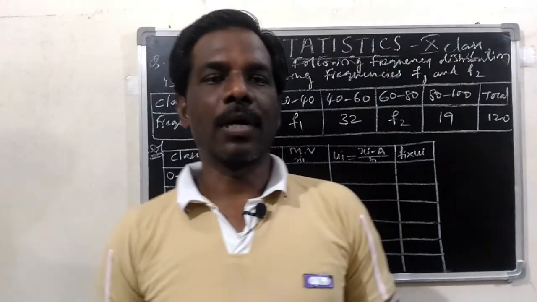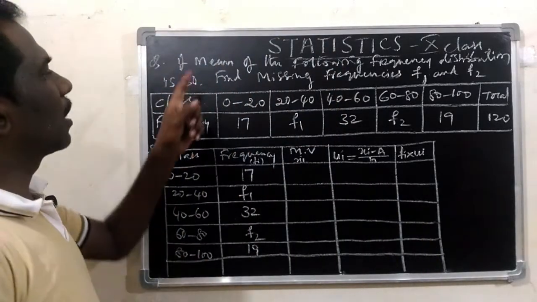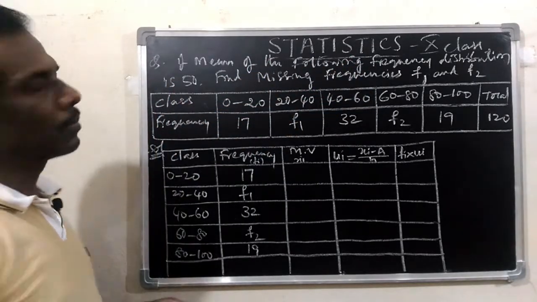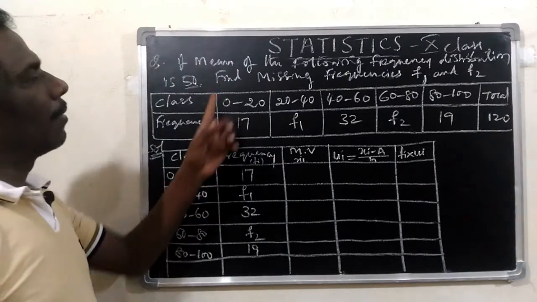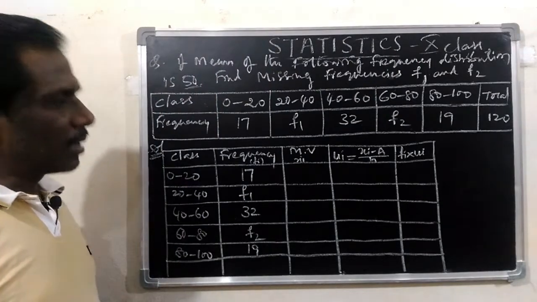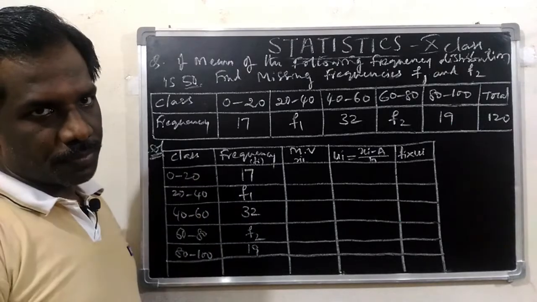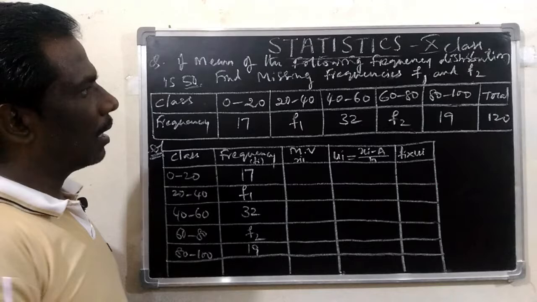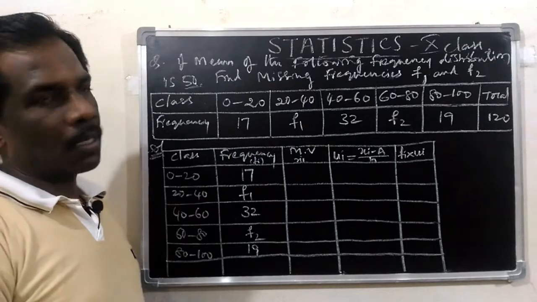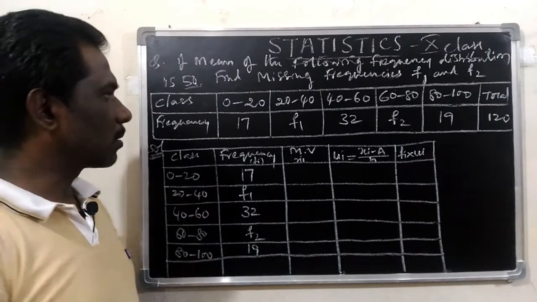Now, I am explaining one more missing frequency problem. So, the question is what? If the mean of the following frequency distribution is 50, the mean is given as 50. Find the missing frequencies f1 and f2. And just before this problem, we did one missing frequency. We found one missing frequency. In this problem, we are going to find two missing frequencies. So, I will show you how to find the two missing frequencies.